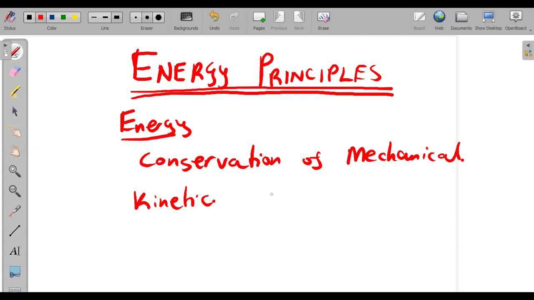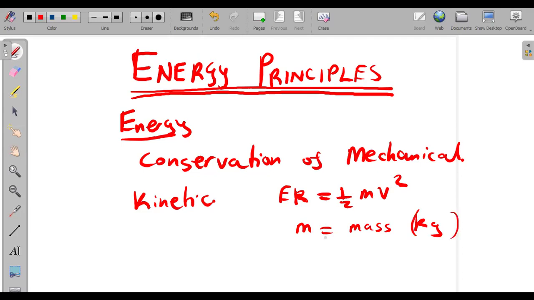It is given by kinetic energy is equal to half mv squared, where m is the mass of the object in kgs, and v is the velocity of the object in meters per second. Do take note again that velocity is a vector. It has a direction that it actually takes, so it's important again to remember that. So that's the formula for calculating kinetic energy.